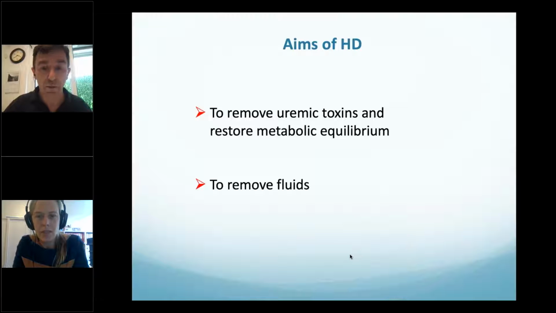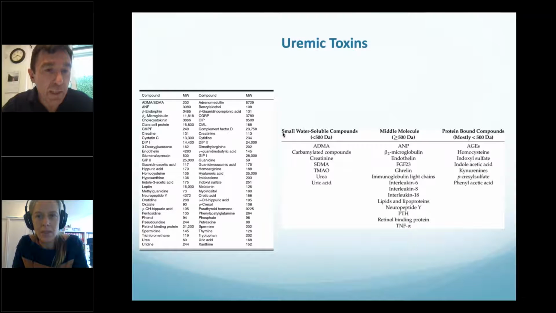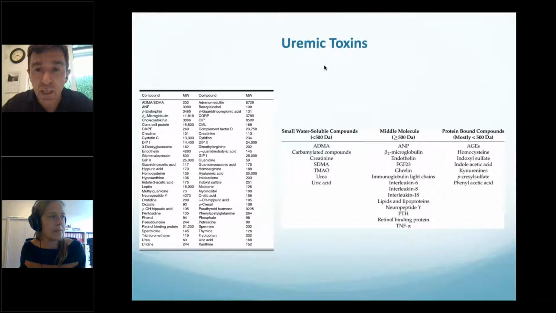Let's start with solutes. You know that several uremic toxins accumulate in CKD, which can be classified in three groups according to their molecular weight: small solutes below 500 Daltons, middle molecules like beta-2 microglobulin, and protein-bound uremic solutes. These three groups behave really different during dialysis.